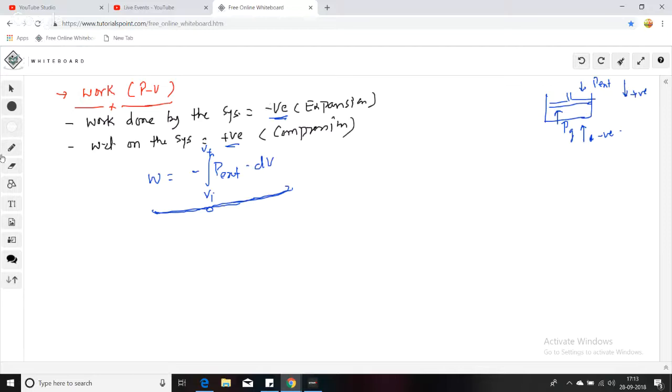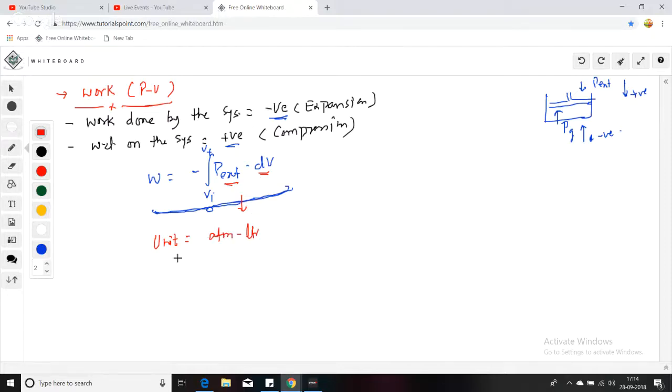Now, this is very important. Can you tell me what is the unit of work done we get from this formula? The unit of work done will be the unit of pressure times the unit of volume. Whenever you calculate from this formula, you get the unit of work done in atm liter. Pressure is atm, volume is liter.